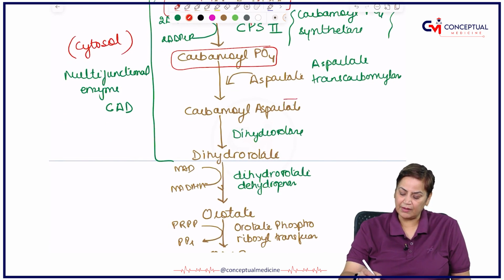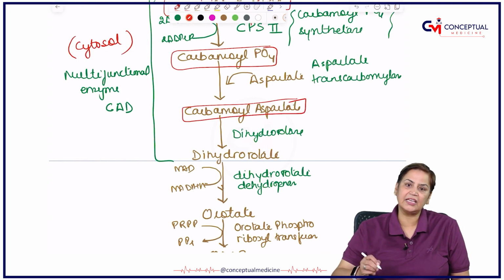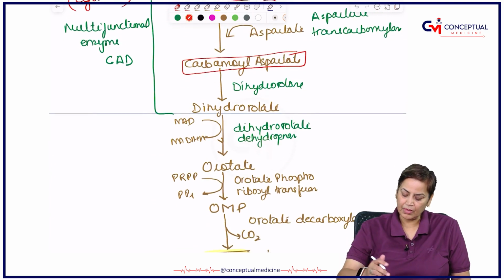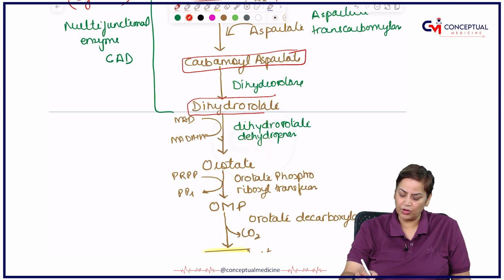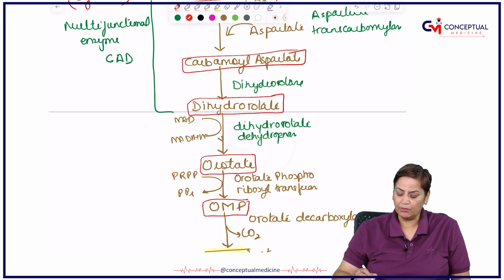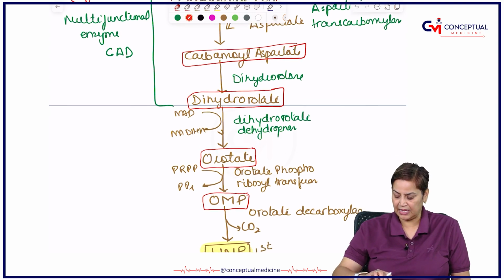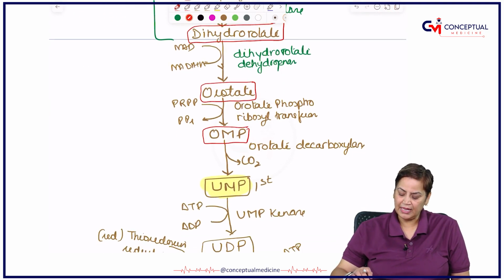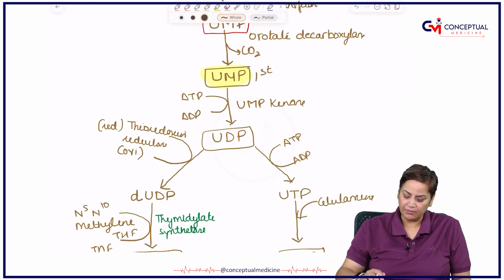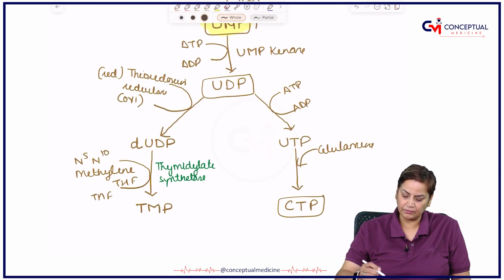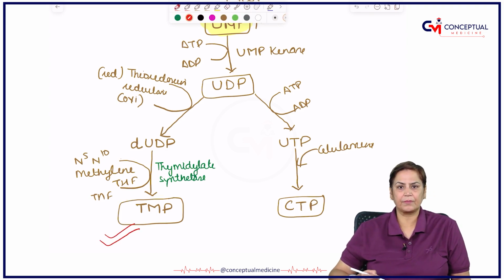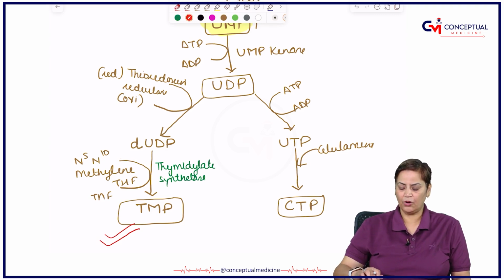Then it forms carbamoyl aspartate because the major chunk is coming from aspartate. Then ring closure occurs forming dihydroorotate, then orotate is produced, then OMP, orotidine monophosphate, is produced in the presence of phosphoribosyltransferase, and then this OMP forms UMP. In the end, thymine is produced. Very, very important. So this is how it is synthesized.